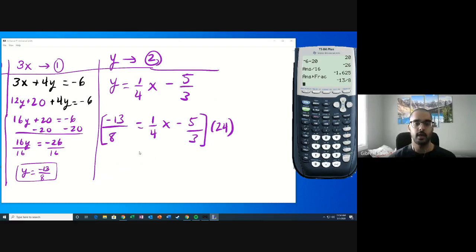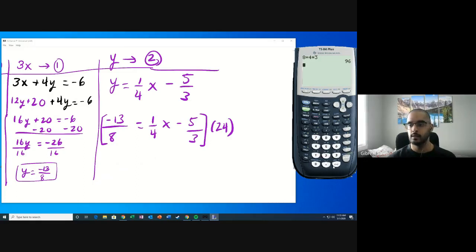Now 96 will also work. It is still a common multiple, but 3 is a factor of 24, 4 is a factor of 24, 8 is also a factor of 24. Okay, all of these will still work. If you want to do 96, the answer for x won't change either.